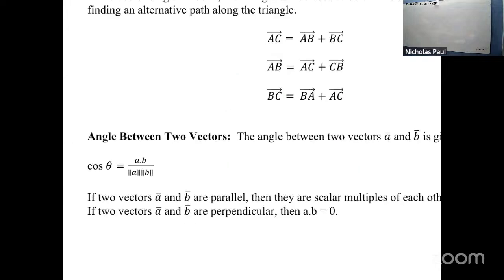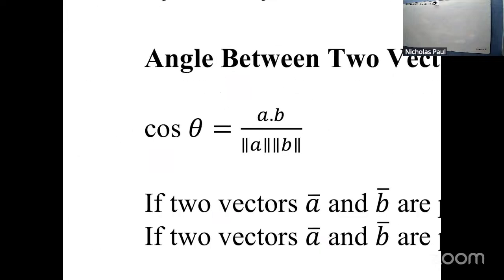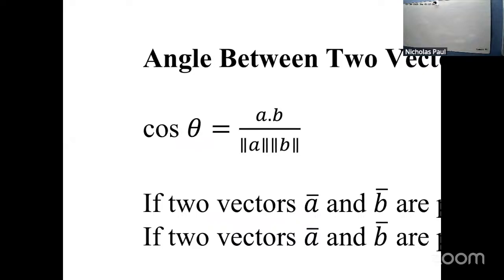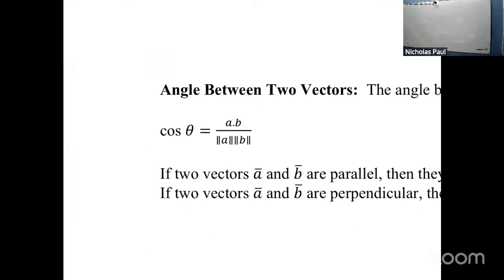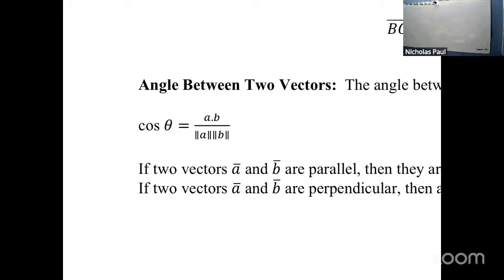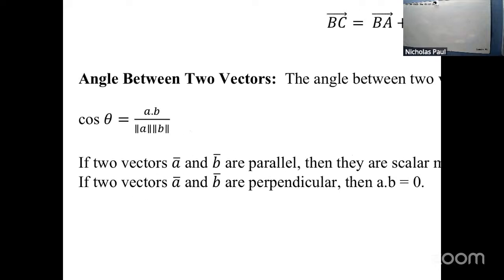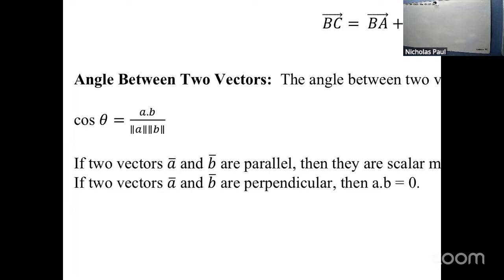And the last thing that we need to remember is how to find the angle between two vectors. Dot product over the product of their magnitudes. If the vectors are parallel, what do we know? They are multiples of each other. And if the vectors are perpendicular, when you find the dot product, it will be 0. Dot product is 0.